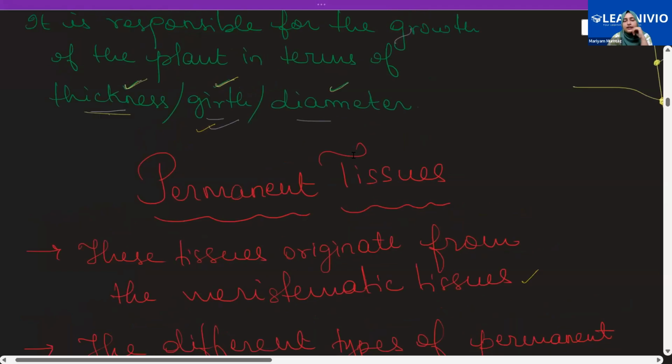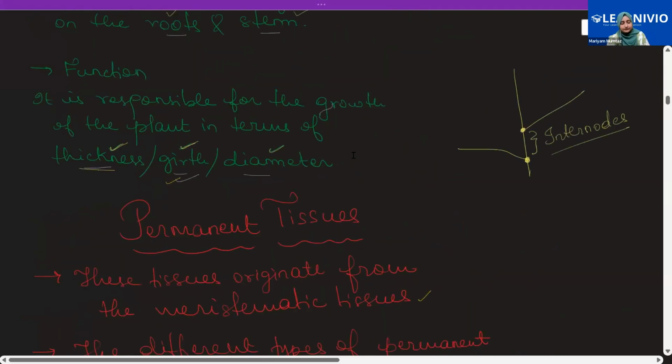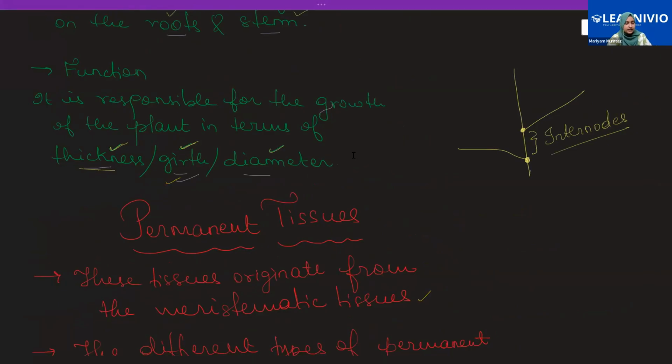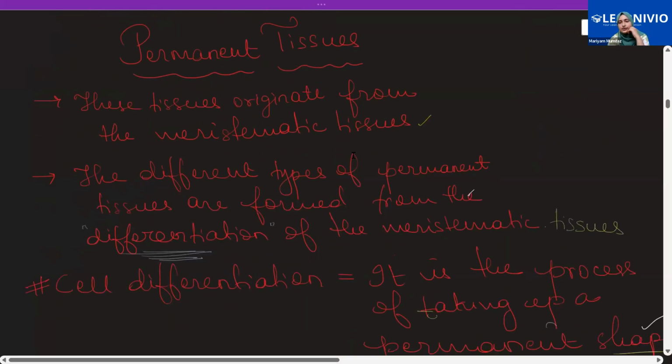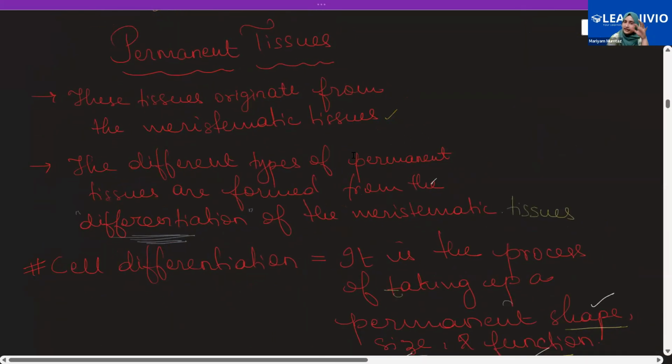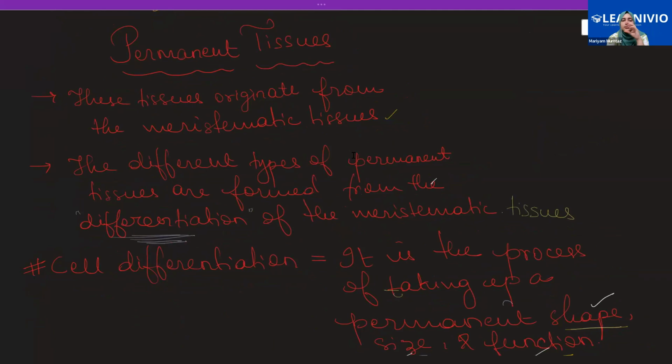So, in the previous class, we had discussed the meristematic tissue. Those were the types of tissues found in plants that were responsible for constant growth, right? Today we're going to talk about the next type of tissues found in plants, which we call the permanent tissues. They are very different from meristematic tissue, but the most unique thing is that they originate from the meristematic tissue.